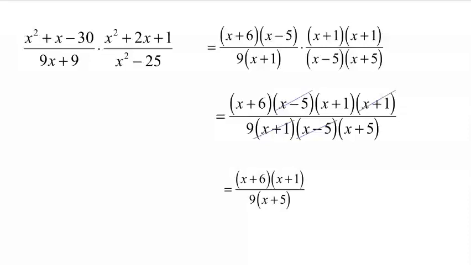And I'm okay with you expressing the answer that way. You certainly could multiply things out to say x squared plus 7x plus 6 over 9x plus 45. But I'm satisfied with this format here. Okay, our next example.